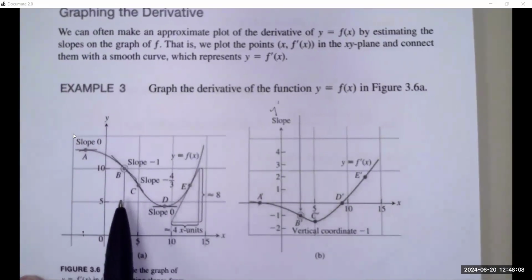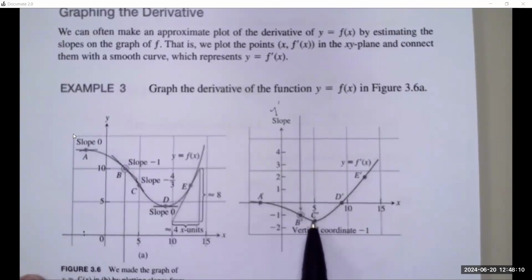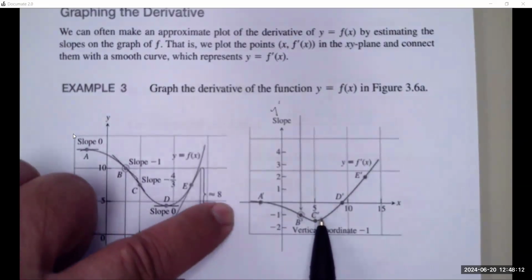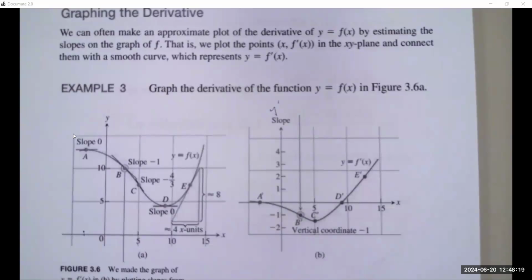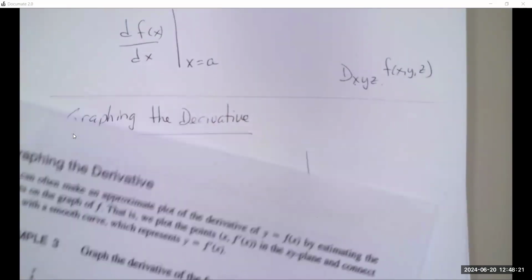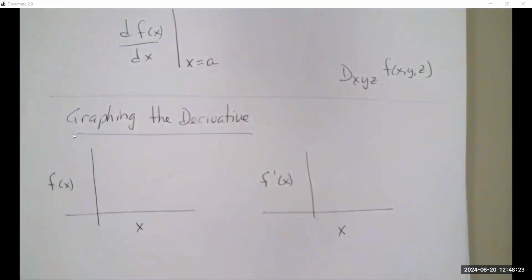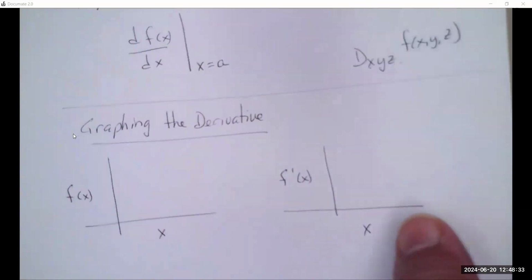You have to be able to look at the graph, make the derivative graph, and then go backwards. Look at the derivative graph and tell me what the function graph looks like. So let me see if there's an example of that. No, it's not. Well, I'll look for one and we'll talk about it next time. So let's move on.